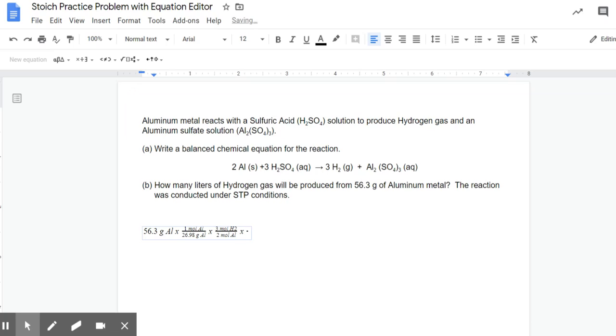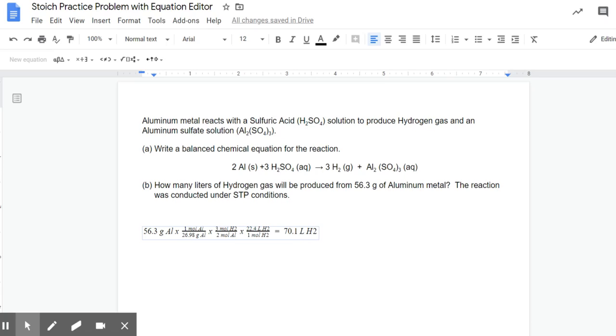This time I want to go from moles of hydrogen gas to liters of hydrogen gas. I'm under STP conditions, which means I can use my molar volume. So 22.4 liters of hydrogen gas for every 1 mole of hydrogen gas. So I go back and look at my units. It looks like my grams of aluminum will cancel, my moles of aluminum will cancel, and my moles of hydrogen will cancel. So now it's just the calculator. So 56.3 times 3 times 22.4 for the top, and then divide that by 26.98 and divide again by 2. And I find that I'm going to be forming 70.1 liters of hydrogen gas.